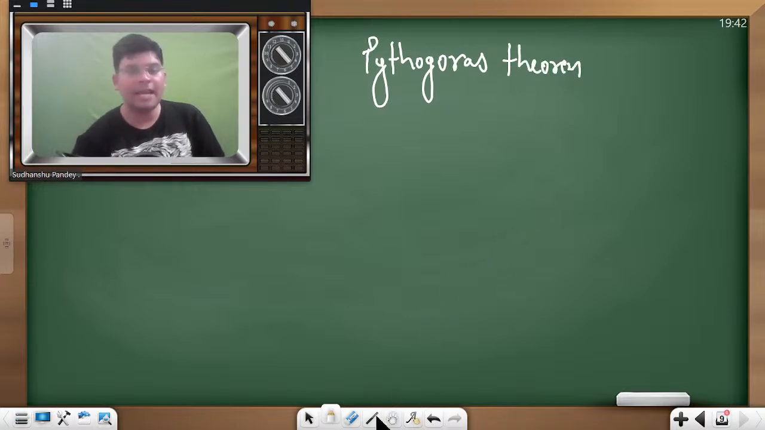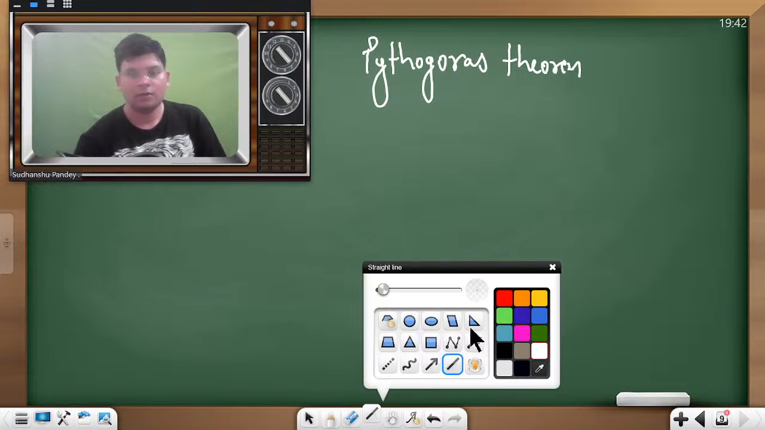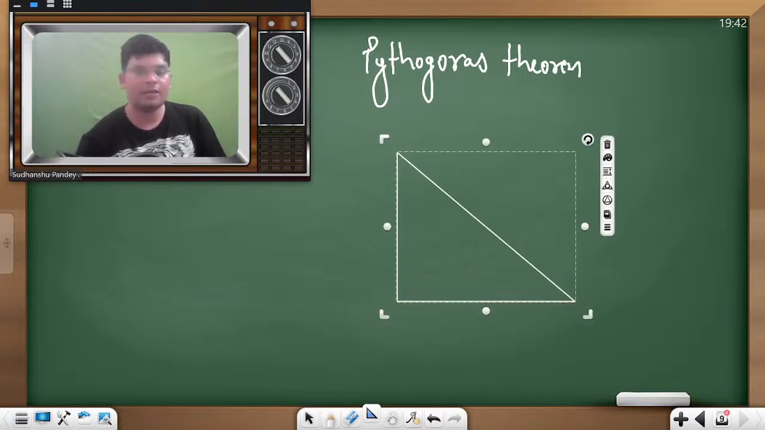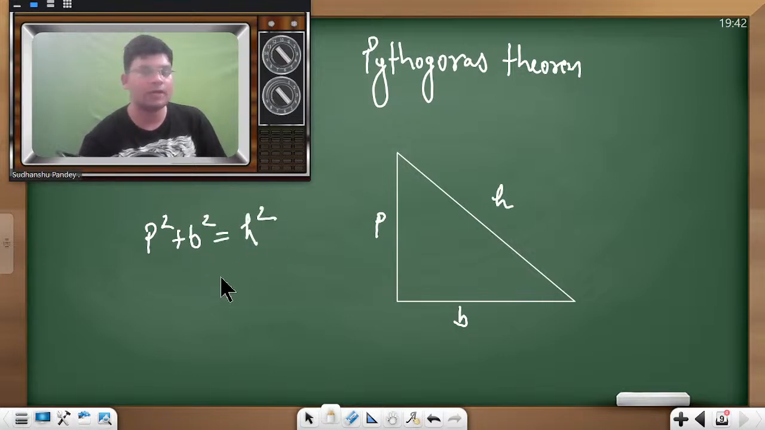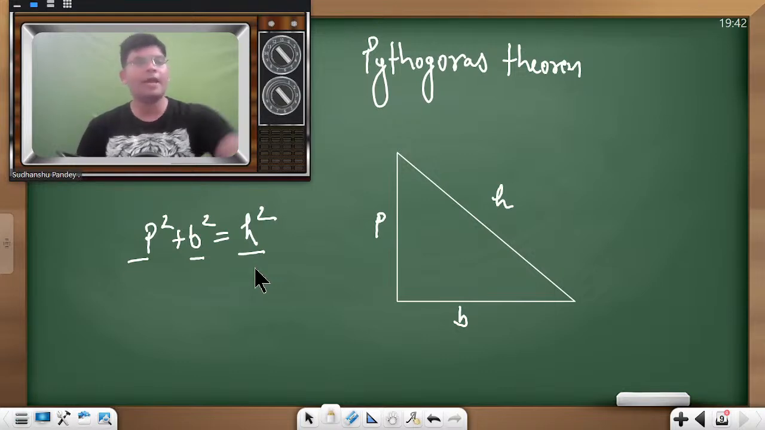That in any right angle triangle, suppose this is P, this is B, this is H. So we say that P square plus B square is equal to H square. The square of the perpendicular plus the square of the base is equal to the square of the hypotenuse. Understood? सबको समझ में आ रहा है? Yes, sir. आदित्य बेटा आपको आ रहा है? Yes, sir. So now we are going to represent under root 2 on the number line.